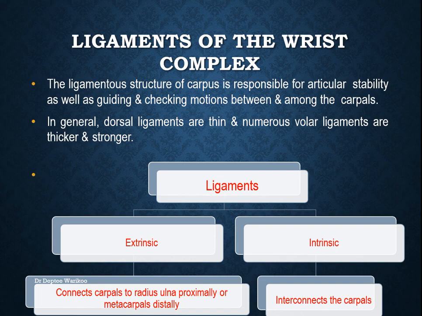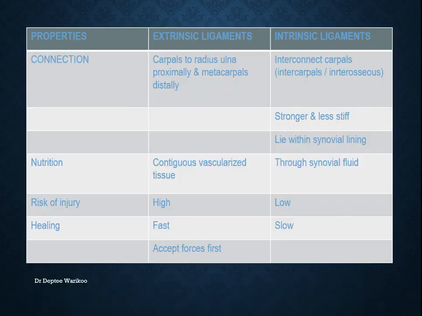So the ligaments could be extrinsic ligaments and intrinsic ligaments. The extrinsic ligaments connect carpals to the radius, ulna proximally or metacarpals distally. And the intrinsic ligaments interconnect the carpals. So ligaments will be divided into two sections. One will be volar carpal ligaments and another will be dorsal carpal ligaments.